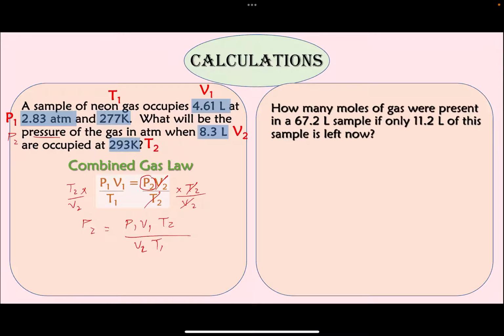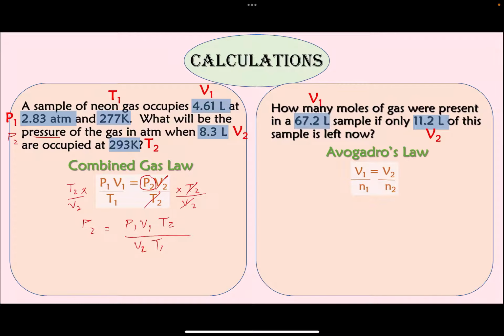All right, finally, how many moles of gas were present in a 67.2 liter sample if only 11.2 liters of the sample is left now? So 67.2 liters is your initial volume, and then 11.2 liters is your final volume. And then it's saying how many moles were present initially if we only have this many moles left now. So we're going to use Avogadro's law in this case.